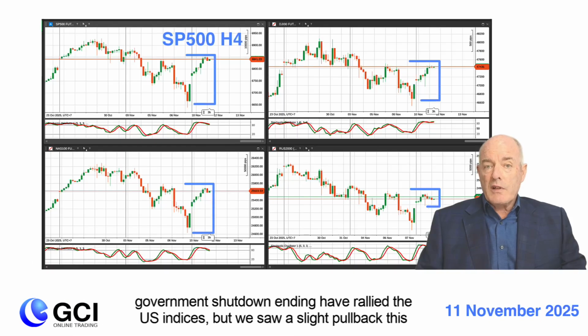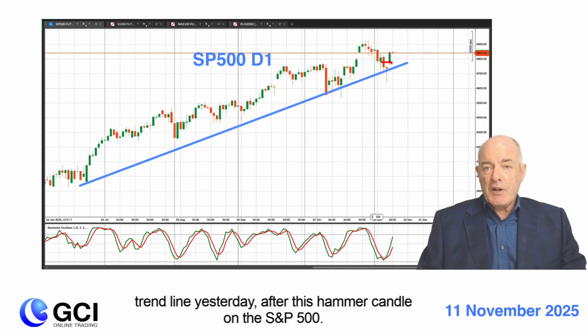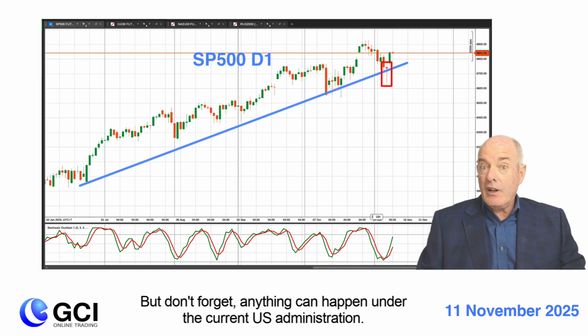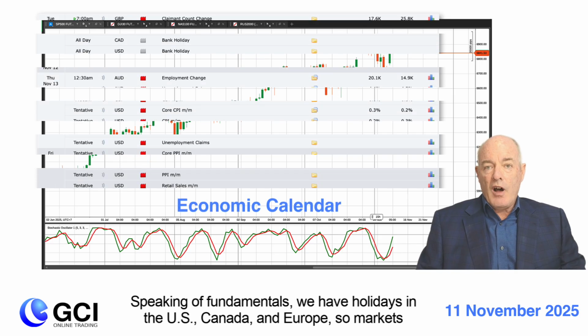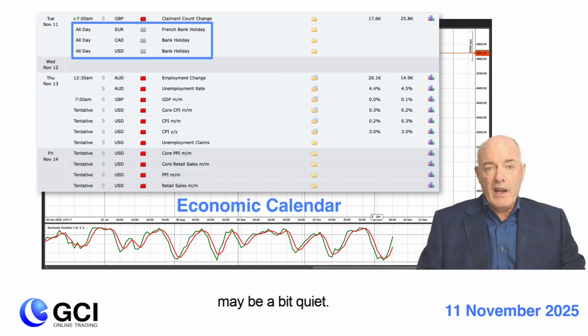Rumors of the U.S. government shutdown ending have rallied the U.S. indices, but we saw a slight pullback this morning. Technicals on the daily charts show bullish price action, with price bouncing off the lower trend line yesterday after this hammer candle on the S&P 500. But don't forget, anything can happen under the current U.S. administration. Speaking of fundamentals, we have holidays in the U.S., Canada, and Europe, so markets may be a bit quiet.